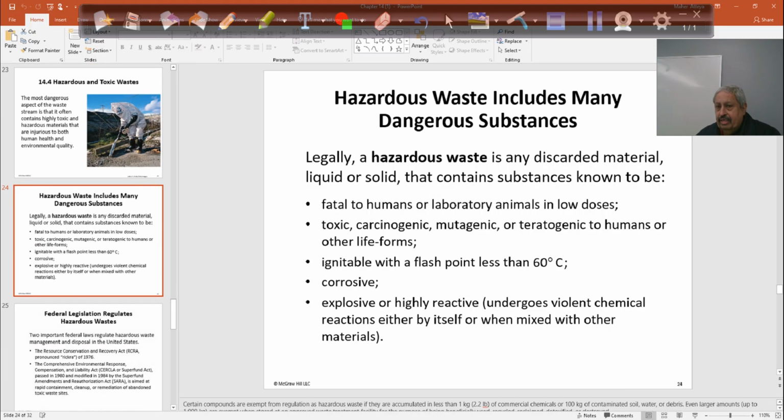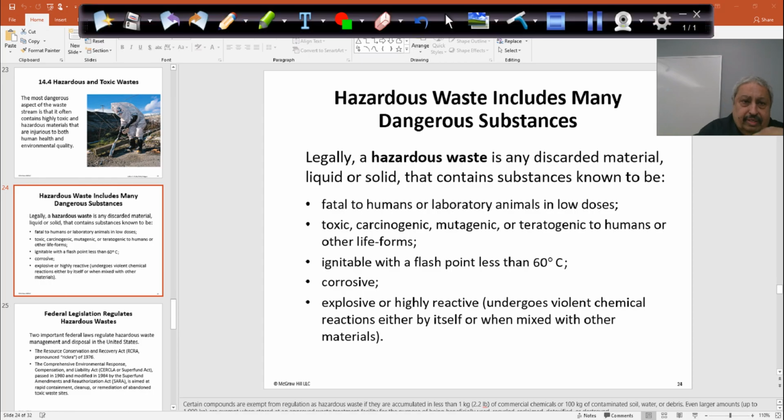Hazardous waste includes many dangerous substances, and we'll tell you what those might be, and what characteristics they have. Look at this. Those toxic, hazardous or dangerous materials are really lethal. They are fatal to humans and animals at small doses. Very small doses can cause death. Correct, very lethal. Toxic, carcinogenic, mutagenic, all of the above, causing cancer.